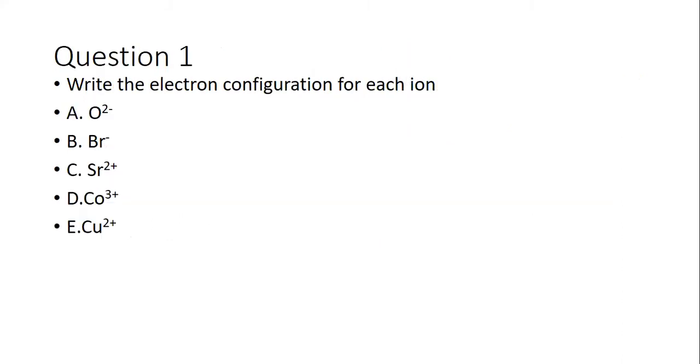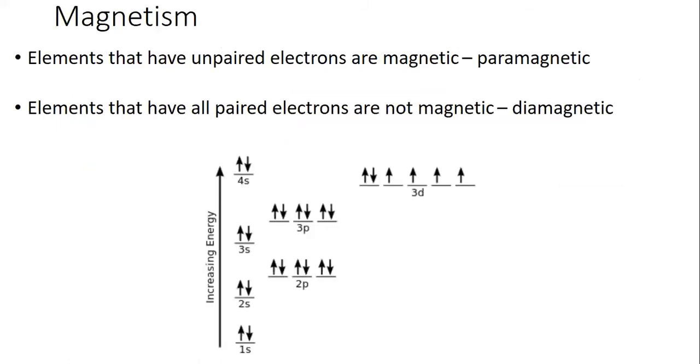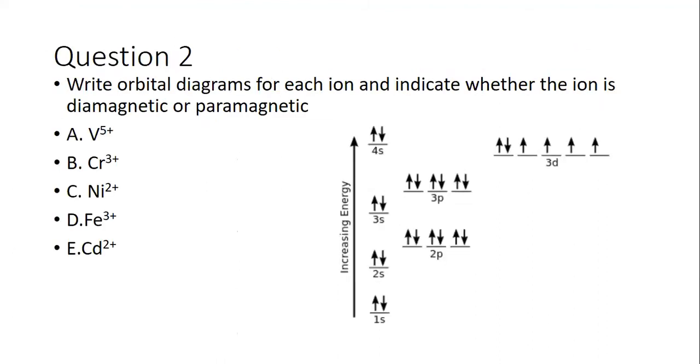And so we looked at how to write electron configuration for ions. And then we looked at magnetism. So remember, if you have an unpaired electron in your orbital diagram, you're paramagnetic, while if all of the electrons are paired up, you're diamagnetic. And so we looked at that.